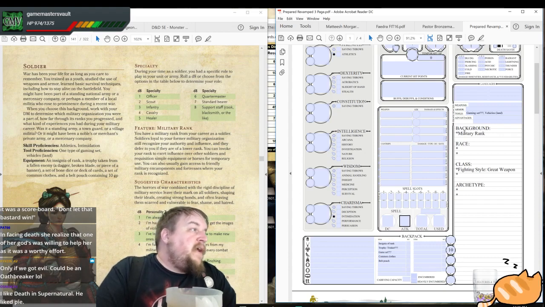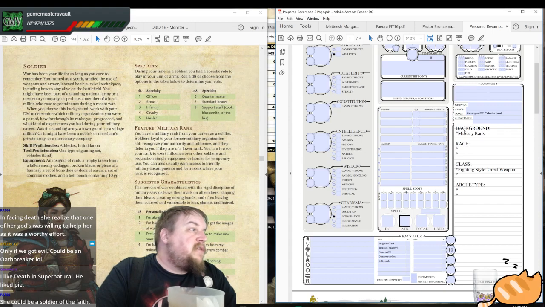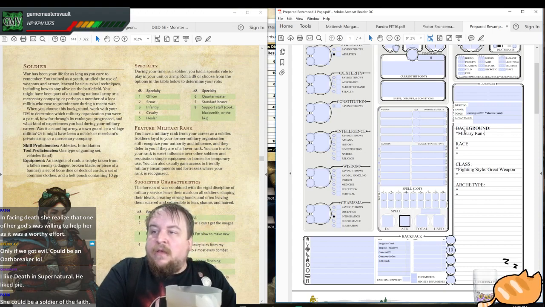You can invoke your rank to exert influence over other soldiers and requisition simple equipment or horses for temporary use. You can also usually gain access to friendly military encampments and fortresses where your rank is recognized. Yeah, so she could be like an Ordo Hospitaller or something along those lines?